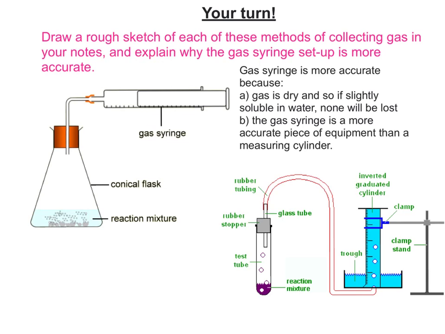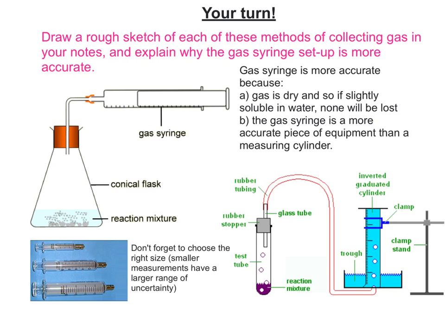The second thing is the gas syringe is more sophisticated anyway. It's a much higher precision, higher quality piece of equipment compared to a measuring cylinder, so therefore it's more accurate in its use. So don't forget that pieces of glassware for measuring come in different sizes, and smaller measurements tend to have a larger range of uncertainty because the effect of any mistake is going to be bigger on a smaller volume that's being measured.